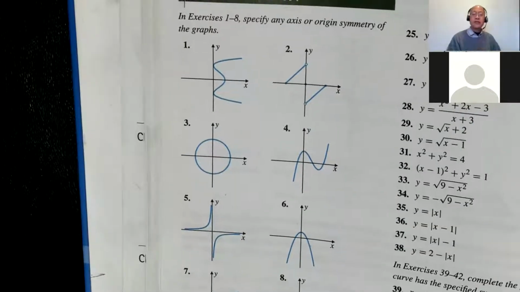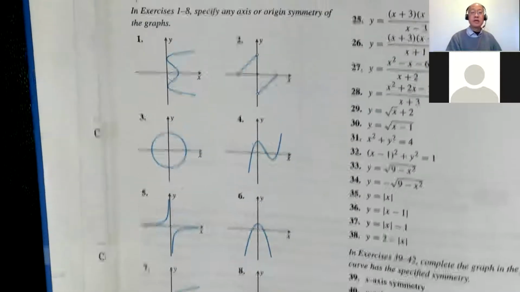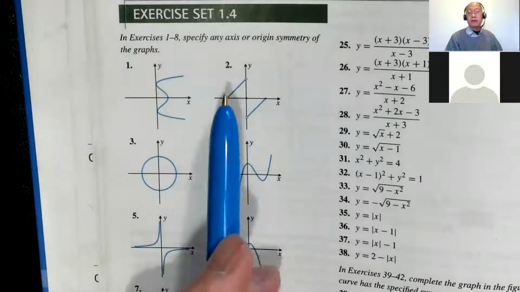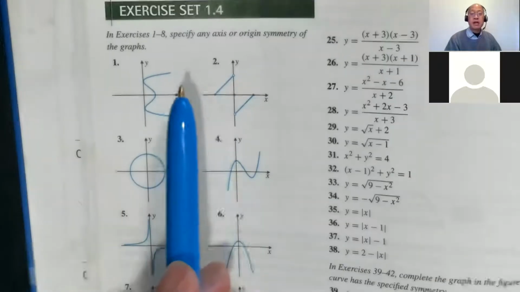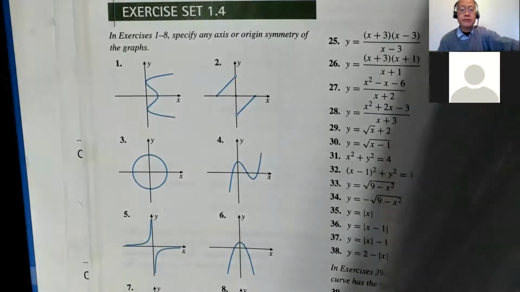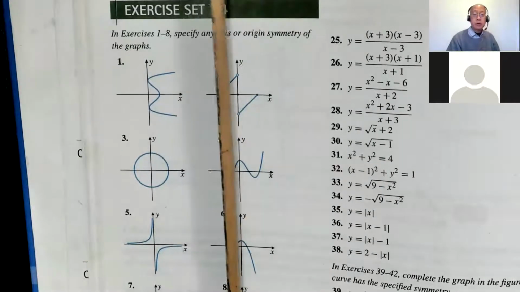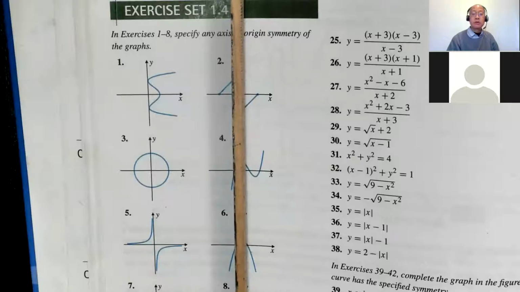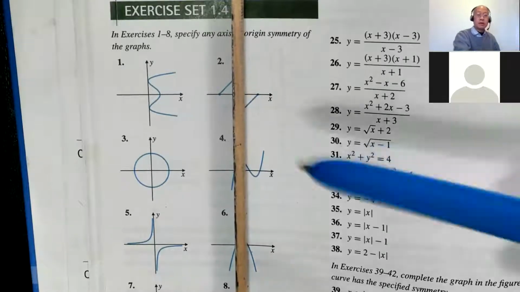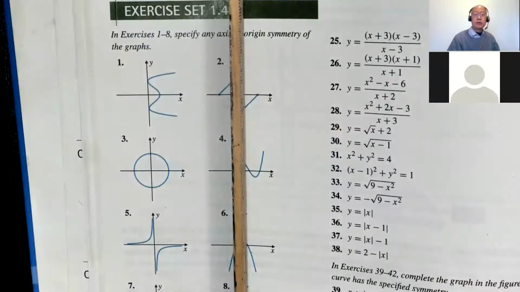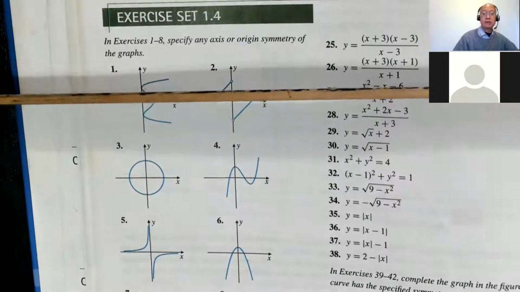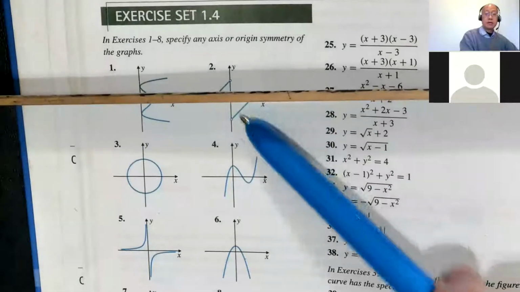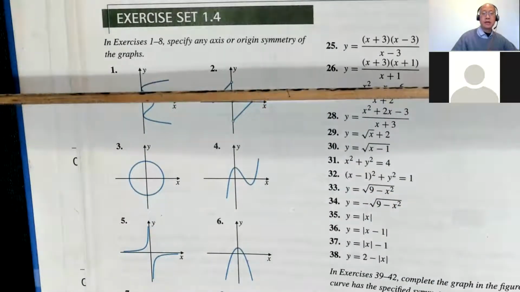Now you don't have the even answers in the back, so maybe we'll start off with the evens. So 2, 4, 6, 8, and you should have the answers in the back of the book for 1, 3, 5, and 7. Specify any axis or origin symmetry of the graphs. Number 2, does it have y-axis symmetry? No, it does not. Right? Because otherwise, this piece here would have a graph sort of like that. So no y-axis symmetry, and likewise no x-axis symmetry, because otherwise this thing would have something up over here in the first quadrant, and it doesn't.